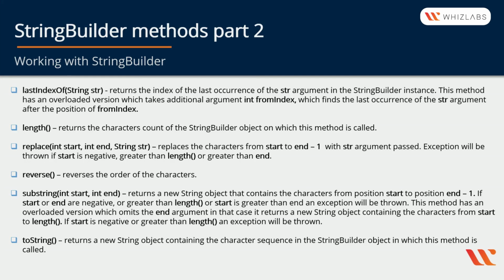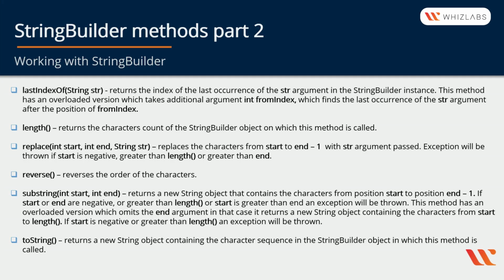We have replace, which has three arguments: start, end, and str string. It replaces the characters from start to end minus 1 with the str argument passed. An exception will be thrown if start is negative, greater than length, or greater than end. We have reverse, which reverses the order of the characters.